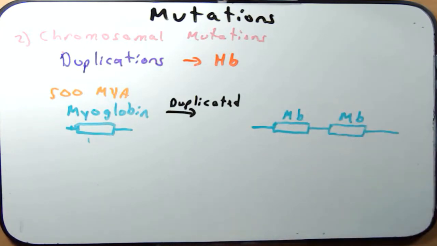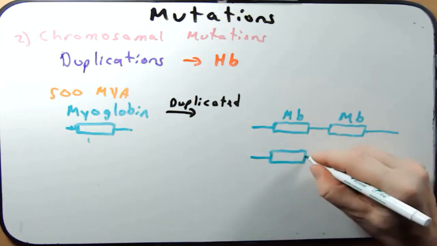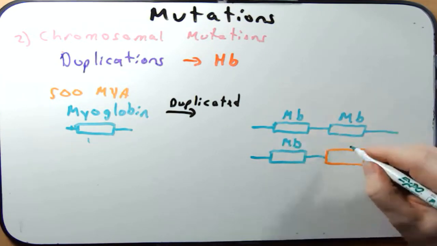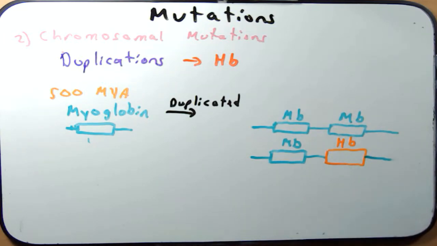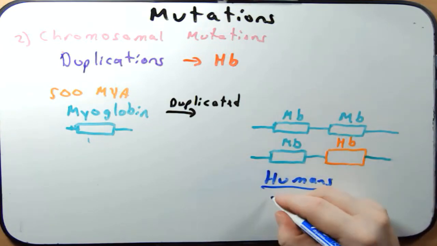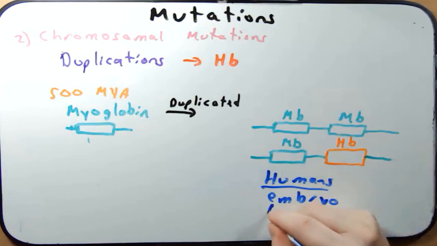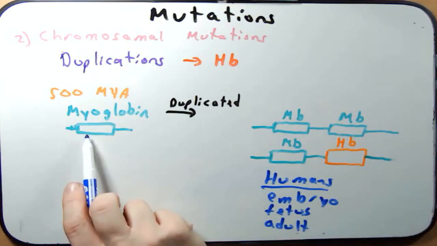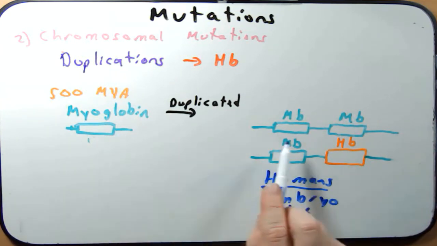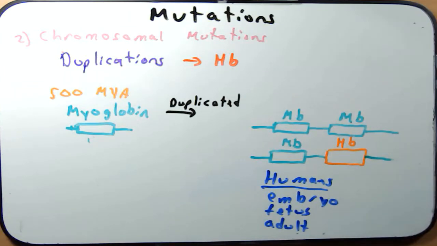Now, over time, one of these myoglobins acquired point mutations, and eventually it started to have a new function. Similar function, but not the exact same. That duplicated myoglobin is now this new gene called hemoglobin. This actually happened several times, to the point that in humans, we have many hemoglobin genes. We have hemoglobin genes that are important when we're an embryo, others that are important when we're a fetus, and others that are important when we're an adult. But they all originated from this original myoglobin gene that existed 500 million years ago. Through duplicating that gene multiple times and acquiring point mutations, we now have multiple hemoglobin genes that allow us to maximize oxygen transport at various stages of human development.